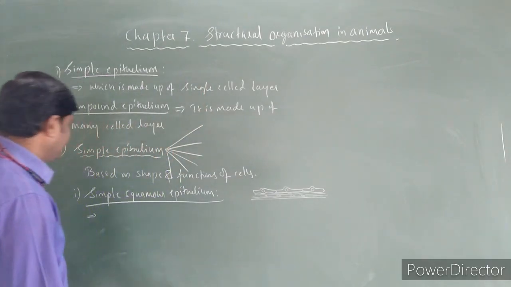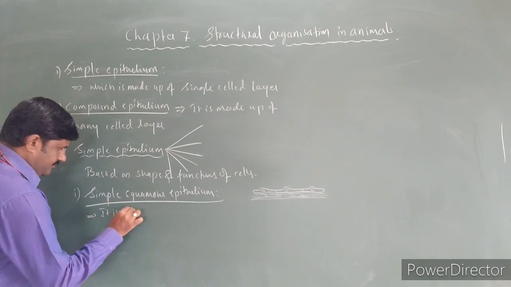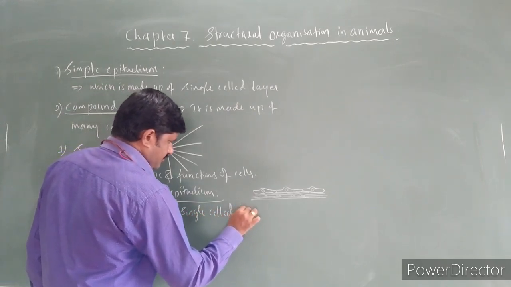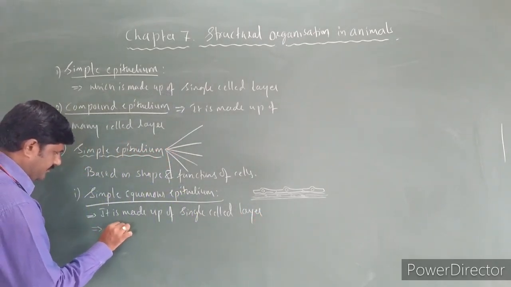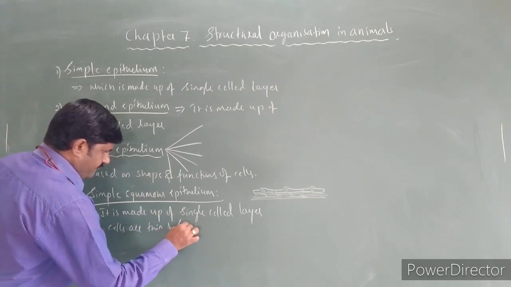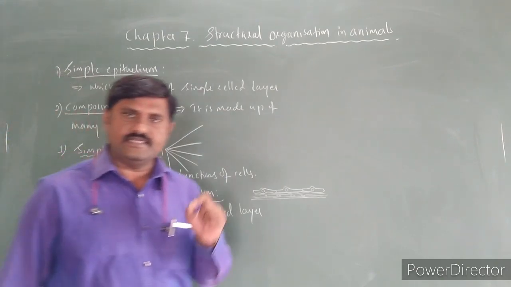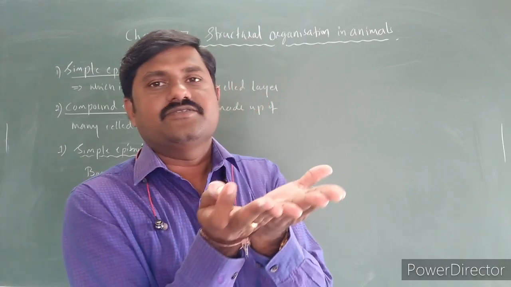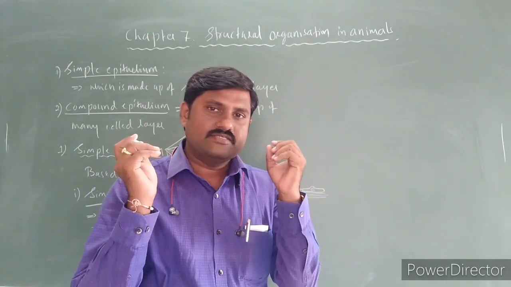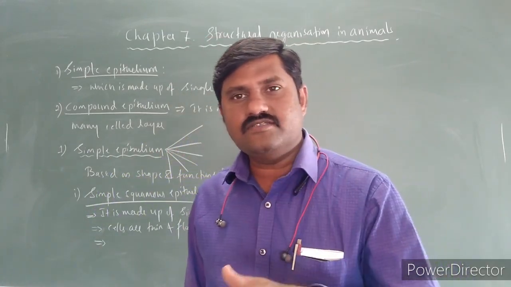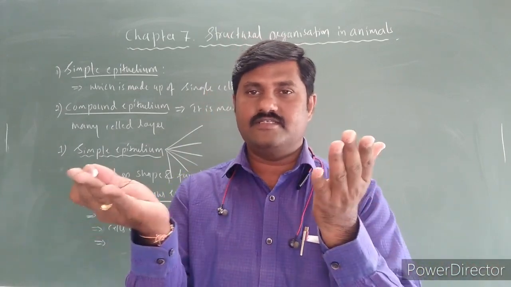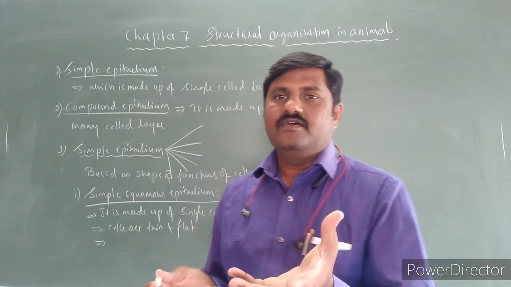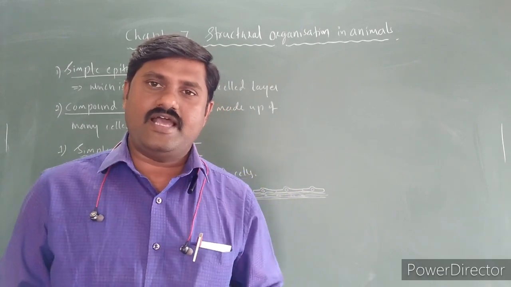Here the cells are very thin. It is made up of a single celled layer, and the cells are thin and flat. The cells are attached side by side, very tightly, and arranged in such a way like the tiles of the pavement at home, you can observe how the tiles are attached that way. So these thin flat cells are attached to each other as if the tiles of a pavement, and hence it is called pavement tissue.